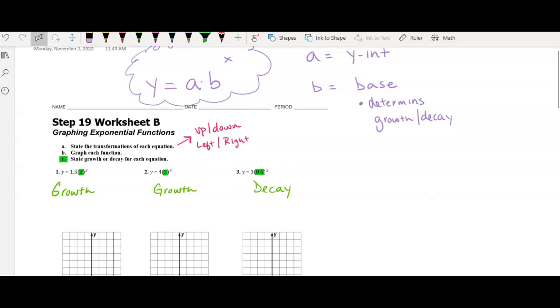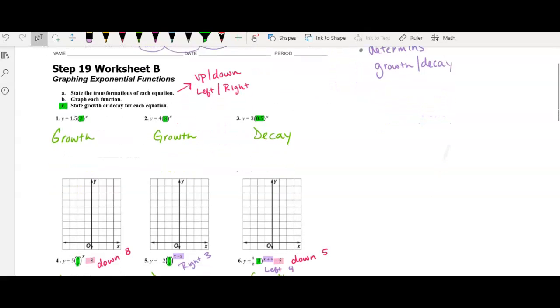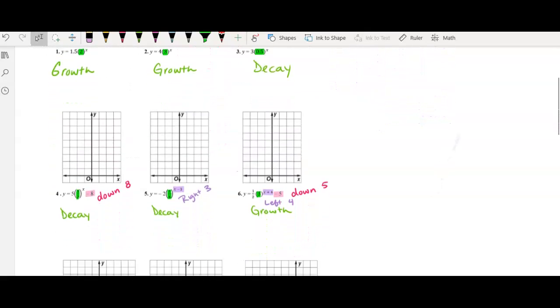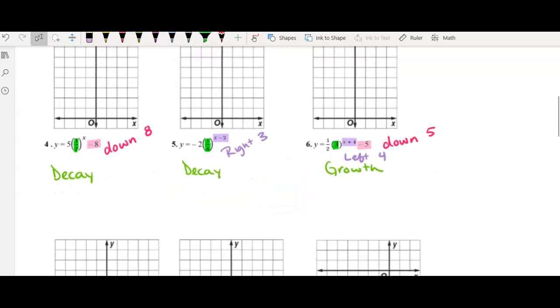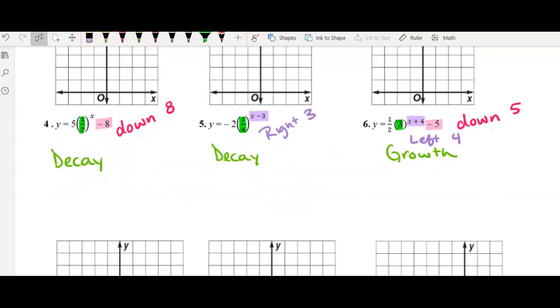There's no up, down, left, or right transformation, so you can use your calculator and graph. If we look at 4, 5, and 6, again, I have growth and decay highlighted and written in green. And then these are transformed up, down, left, and right. So the -8 after the function in number 4 will move the whole graph down 8.